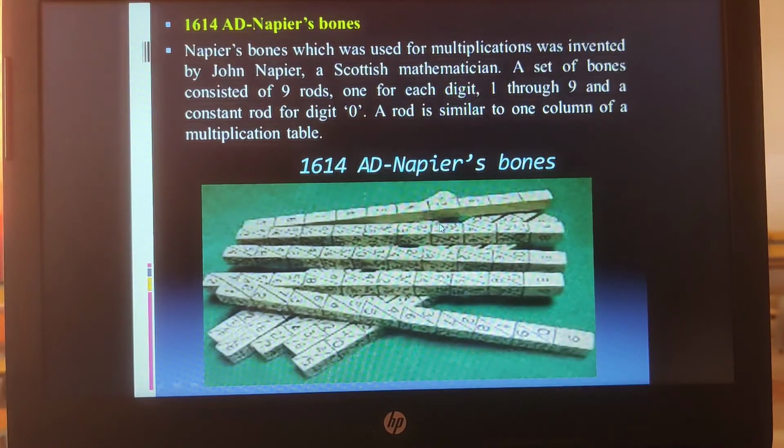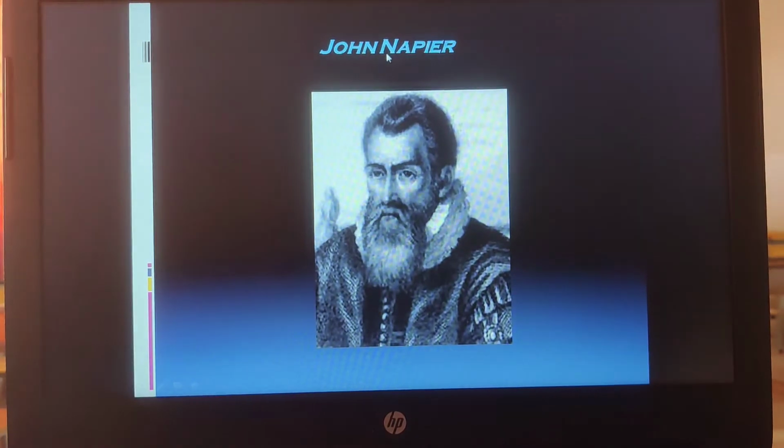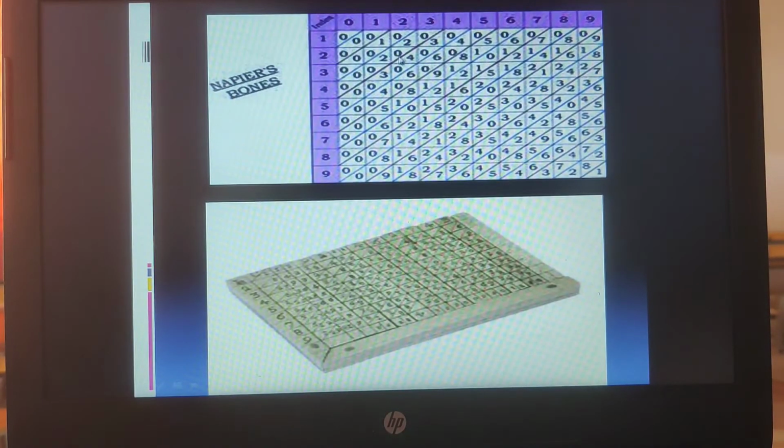Moving on to the next one, that's the Napier's bones. This Napier's bone was invented by a Scottish mathematician known as John Napier. It was mainly used to perform multiplication. You look at here. This Napier's bone included around 9 rods, one for each digit, that is 1 to 9. 1 to 9 means it will be 8 rods plus 1; we had a constant rod for 0. Each one of the rods is similar to one column of a multiplication table.